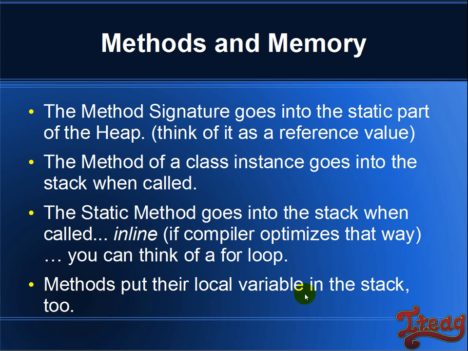Methods put their local variables in the stack too. Those local variables have no public, private, or protected, because there's no public, private, or protected inside of a method. Each of the variables gets put into the stack along with the code. So, boom.